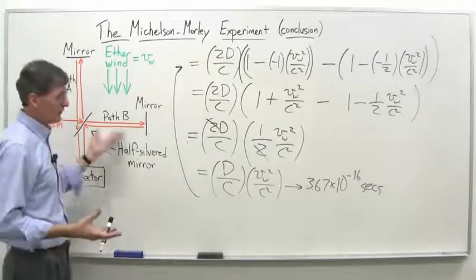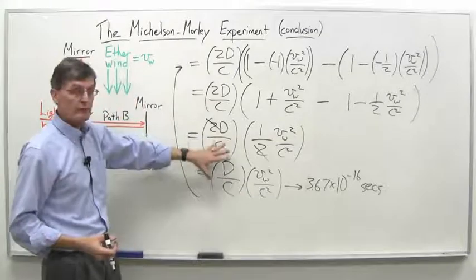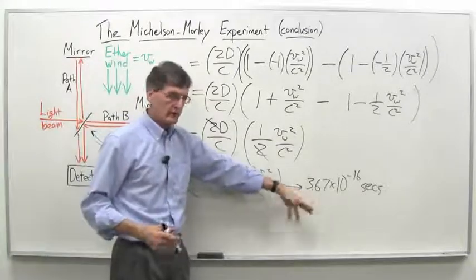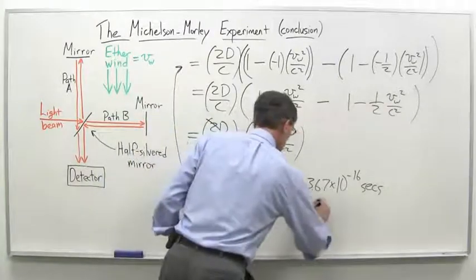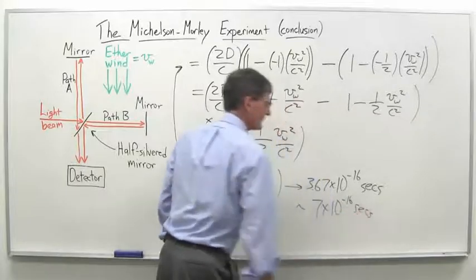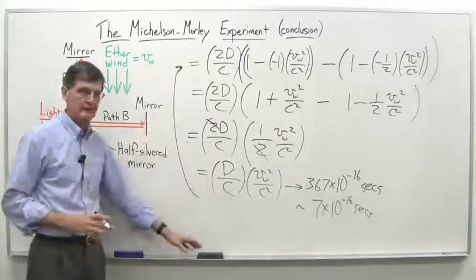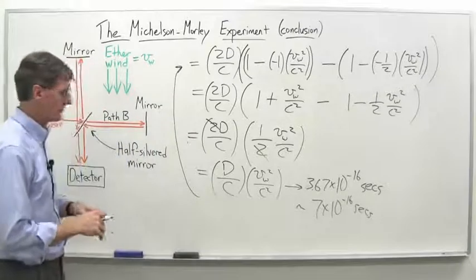And it turns out, we won't go through the analysis of that, if you do that, then this time difference is doubled. So instead of 3.67, we'll just say it's about 7 times 10 to the minus 16 seconds. Again, very small. But that's how you get rid of any dependence on the actual distance there.